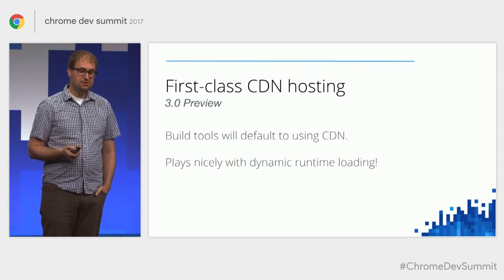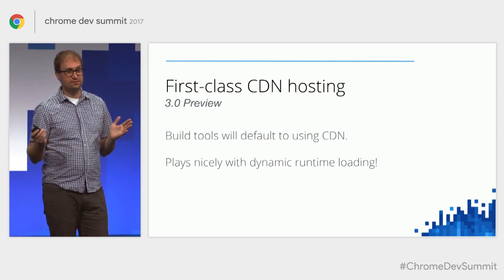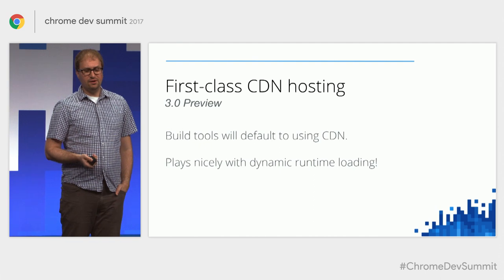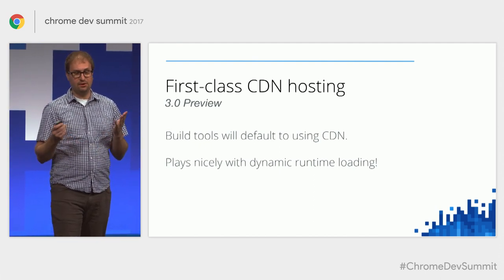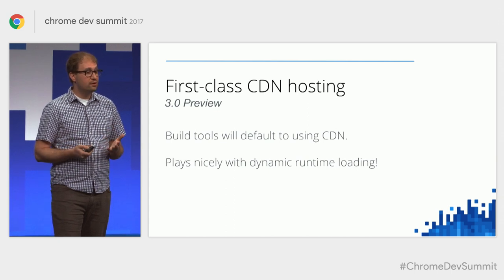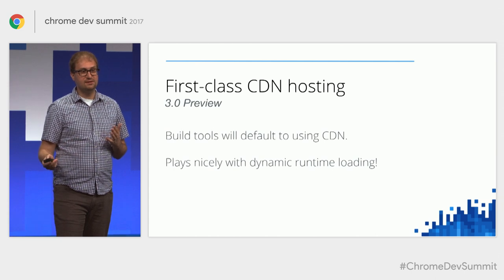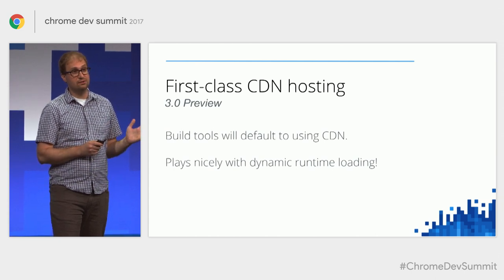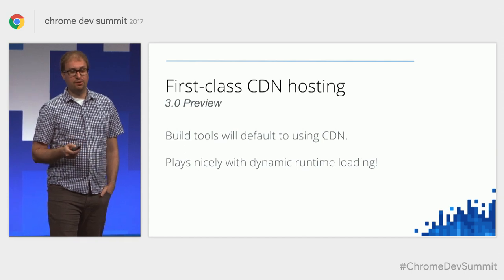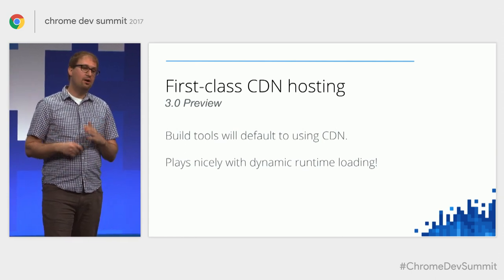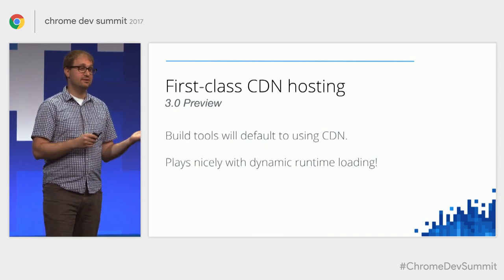So another big change in 3.0 is our official CDN, which is hosted on Google Cloud Storage. By default, our build tools will import the Workbox runtime from the content delivery network URL, meaning that there's one fewer thing that you need to worry about deploying. This also ties in nicely with that dynamic runtime loading that I just mentioned. If you use the Workbox SW library hosted on the CDN, it'll automatically know how to pull in all of the additional libraries from the CDN as well.